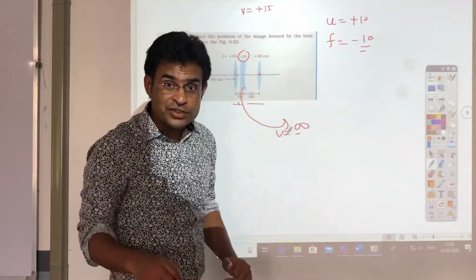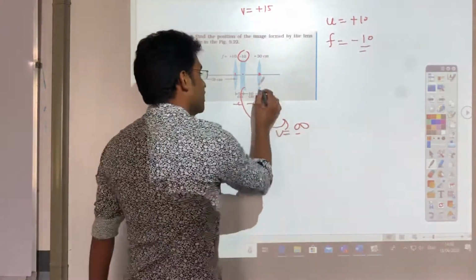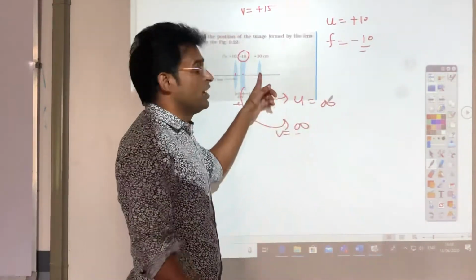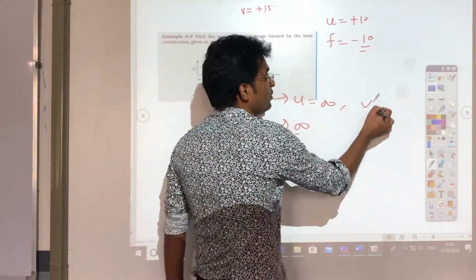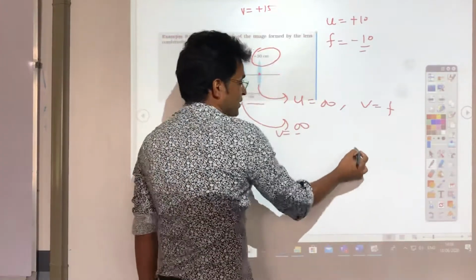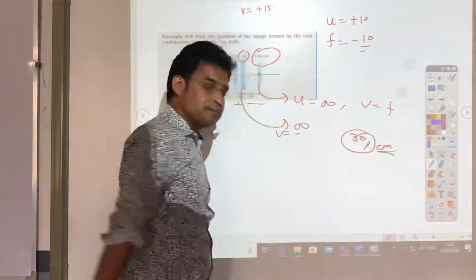So where is the object for the third one? The image formed by the second one works as the object for the third one. So for the third one, u is equal to infinity. And if u is equal to infinity for the third one, v should be equal to the focus. And where is the focus of this one? 30 centimeter. So the answer is 30 centimeter. This is the final answer for this question.